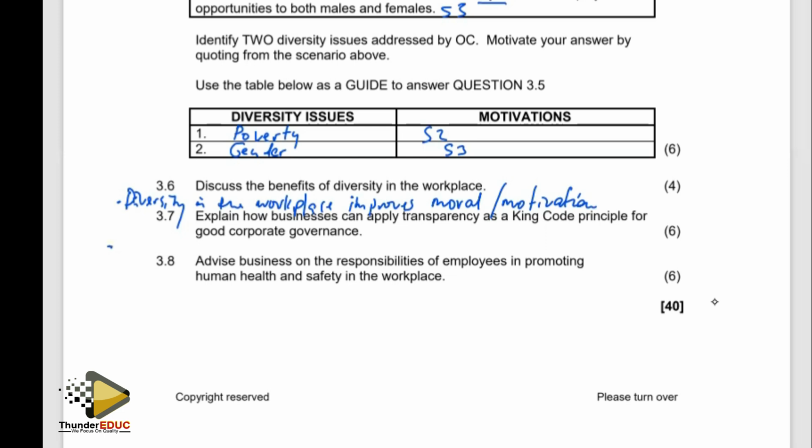Saying that decisions must be clear to all stakeholders.